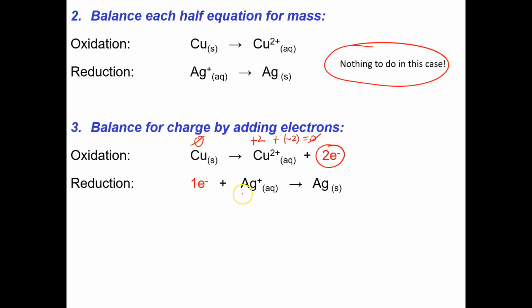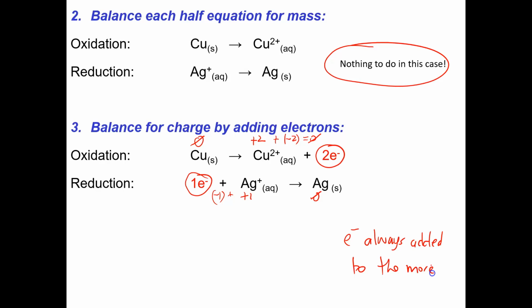My second half equation, I began, before I added in any electrons, with a +1 on the left and a 0 on the right. So I have to get +1 down to 0. So for that reason, I add in 1 negative to get me to 0. So note that the electrons are always added to the more positive side.